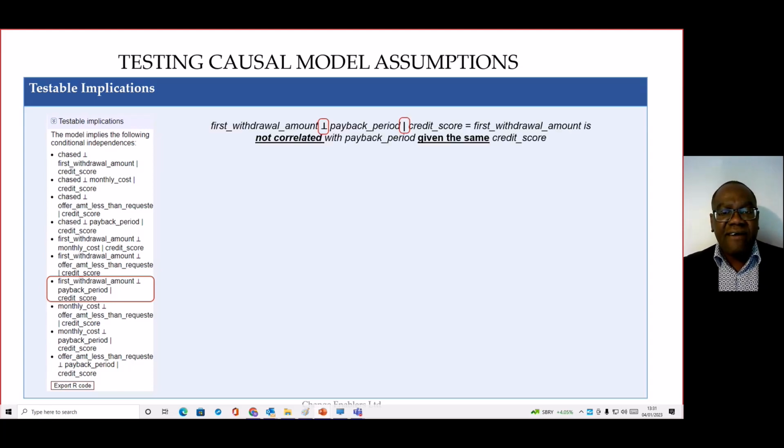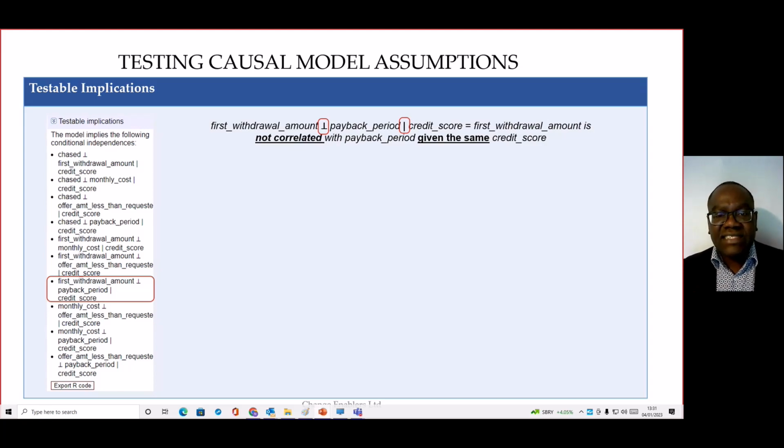Reading from left to right, we first come across what looks like an upside down T. This symbol stands for "is not correlated." So that reads first withdrawal amount is not correlated with payback period. As we read on, we come across what looks like a line, and that symbol stands for "given the same level of."